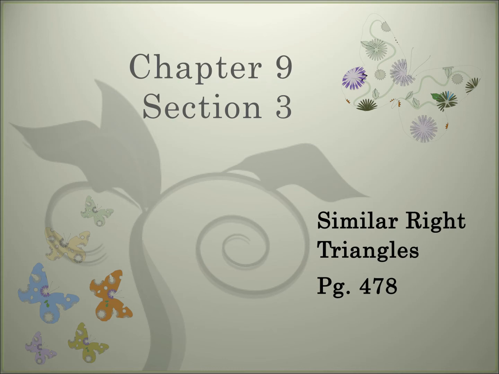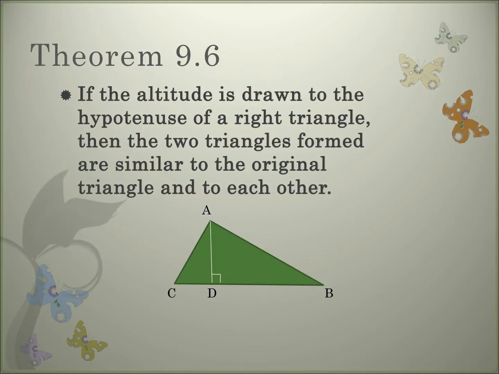So today we're going to cover Chapter 9, Section 3, and we're going to be using similar right triangles. So the first slide is a theorem. Again, do not memorize the number. Understand what it says and what it's telling you to do. So if the altitude is drawn to the hypotenuse of a right triangle, then the two triangles formed are going to be similar to the original triangle and to each other.